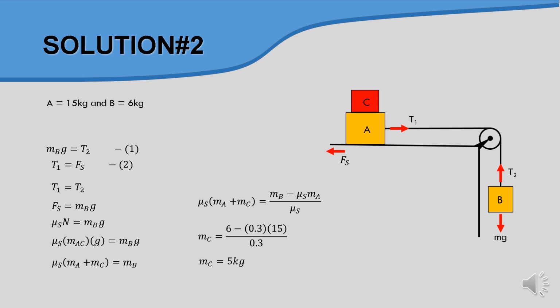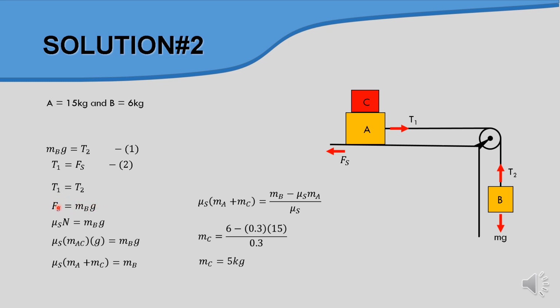The first, produced from mass B: Mbg is equivalent to T2. This is one equation, and the other one is T1 is equivalent to Fs. And we know that T1 and T2 have the same value. So in order to get the value of the connection, we will substitute T1 equivalent to T2. So Mbg is equivalent to Fs.